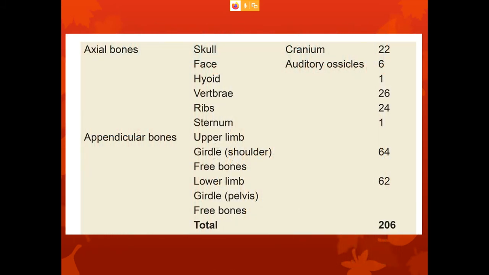Let me show you the number of skull bones. In the skull, we can identify the cranium and face with 22 bones. Then auditory ossicles: in each ear, three ossicles are present, the incus, malleus, and stapes. The hyoid bone is one. The vertebrae, 26 bones. Ribs, 24 bones. Sternum, one.